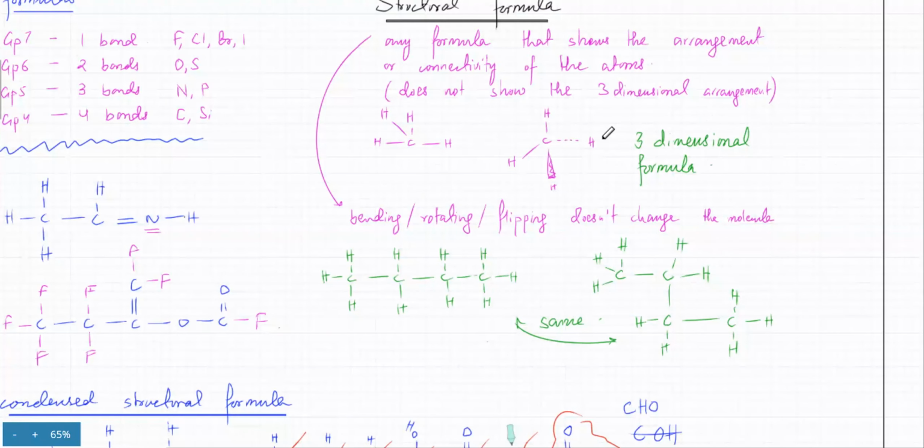Three-dimensional formulas show you the actual angles, the shape of the molecule. A structural formula does not show you the shape of the molecule. It only shows you which atom is bonded to which atom. So the hydrogen could be pointing upwards, or this hydrogen over here could be pointing downwards. That doesn't really matter in a structural formula. So these two molecules are exactly the same.